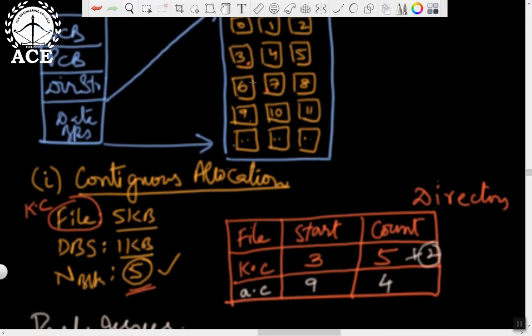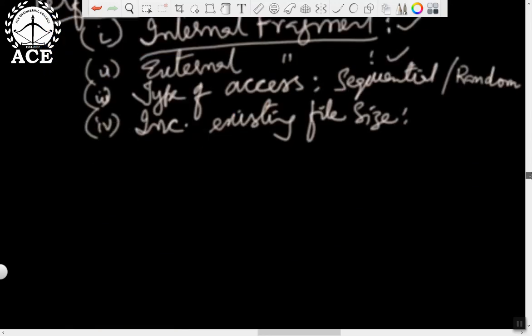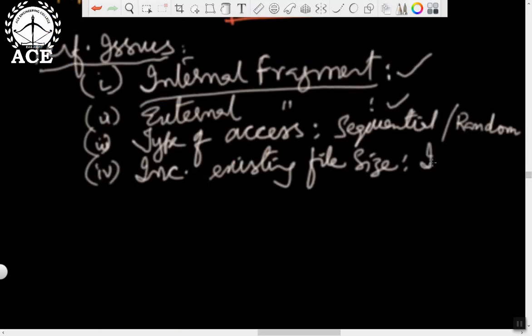File k.c is using blocks 3, 4, 5, 6 and 7. Then file a.c is using from 9. So only 8 is free. Okay, 9 is not free. So I cannot increase it by 2 blocks. So therefore, flexibility in terms of increasing file size is difficult here. So this is inflexible.